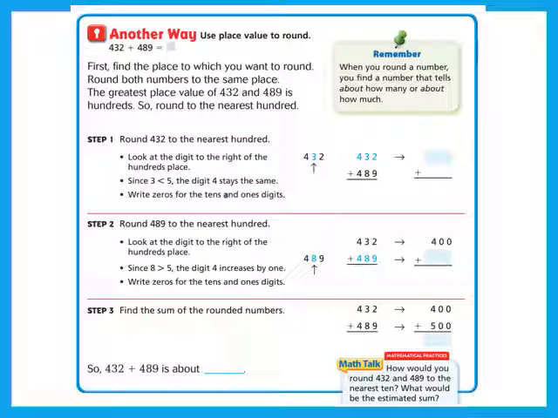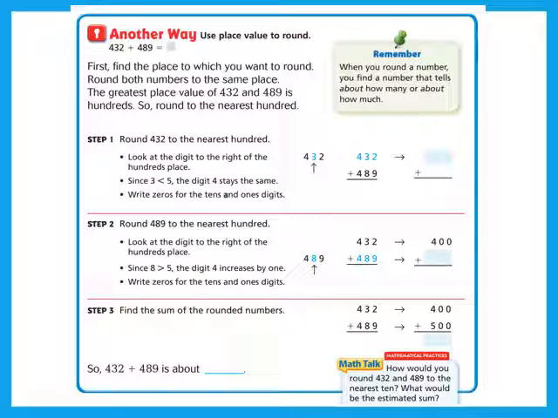Alright, so on the back of what we just did, we're going to use another strategy to estimate the sum, and that strategy is using place value, and we're going to be using what we learned in the previous lesson about rounding, so I hope you remembered. They gave me some steps to walk me through it just in case we need some help.